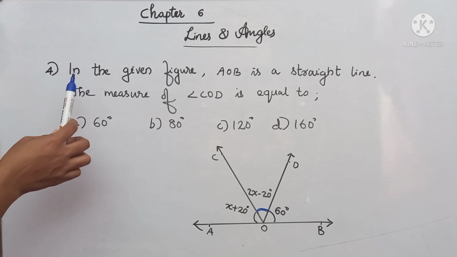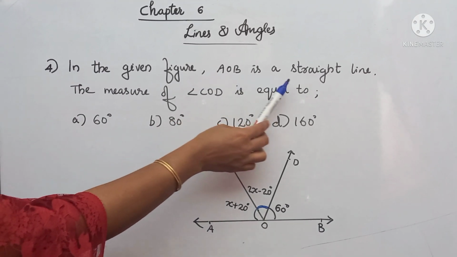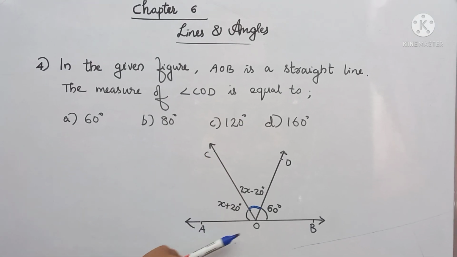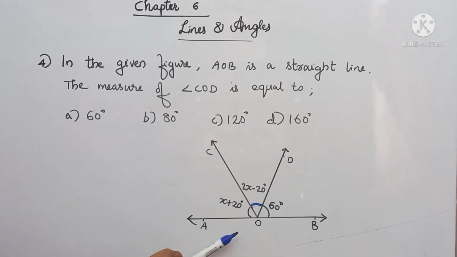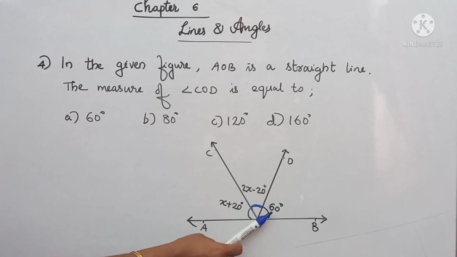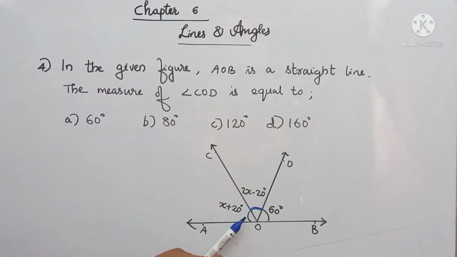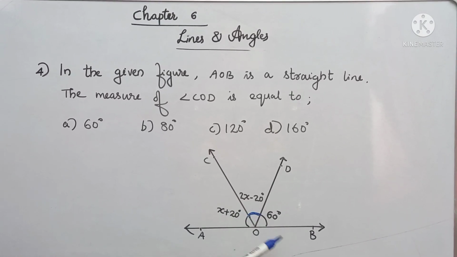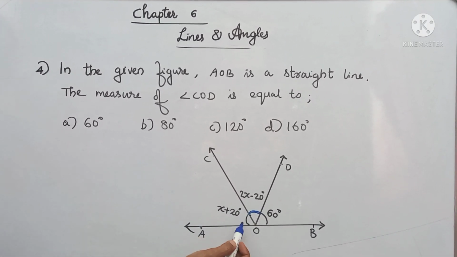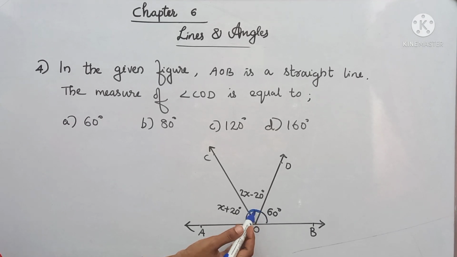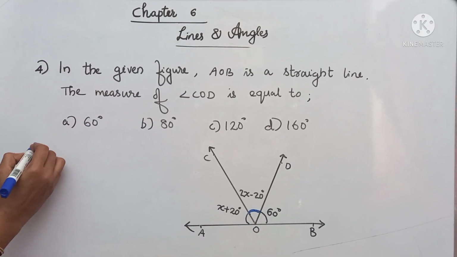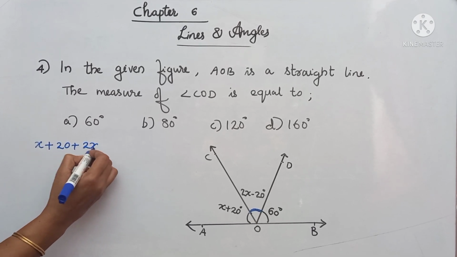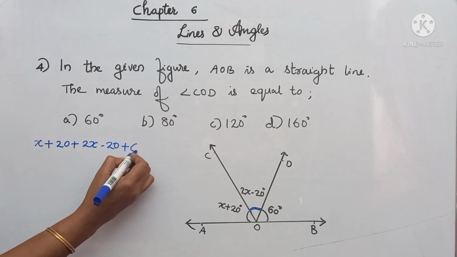Fourth question: in the given figure AOB is a straight line. The measure of angle COD is equal to? The figure is given, AOB is a straight line, so these three angles are on the straight line itself, and we have to find COD. This is the angle COD. So the sum of these three angles is equal to 180 degrees, because these three angles are on the straight line. So we are adding x plus 20 plus 2x minus 20 plus 60 degrees.